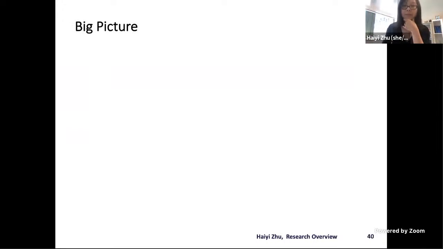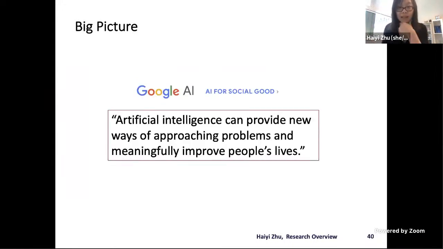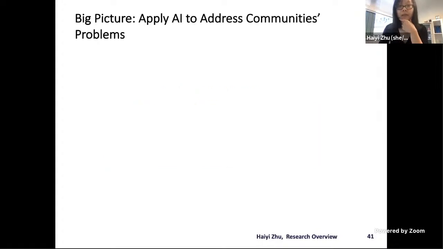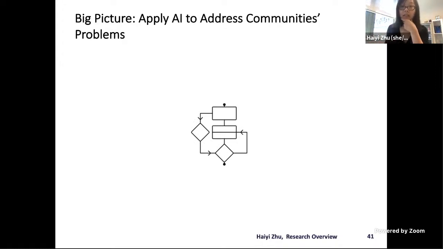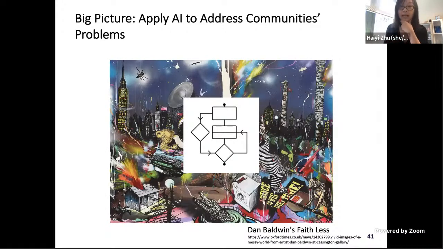As Google's AI team states, artificial intelligence can provide new ways of approaching problems and meaningfully improve people's lives. However, the challenge is how to ensure that AI technologies, once introduced into a complicated social context, into a community, can actually achieve the desired outcome, and how we can actually apply AI to address a community's problems.